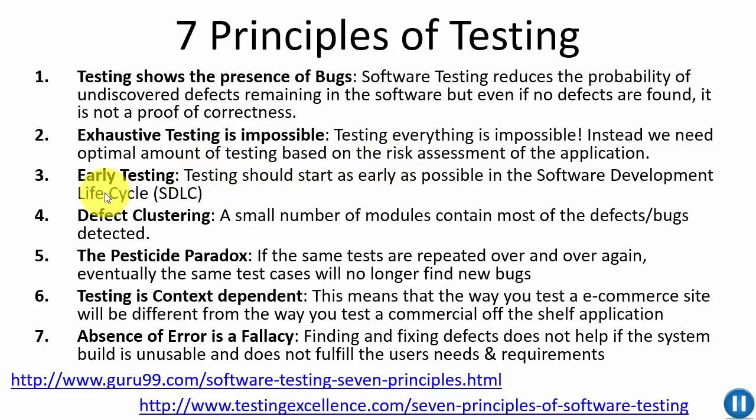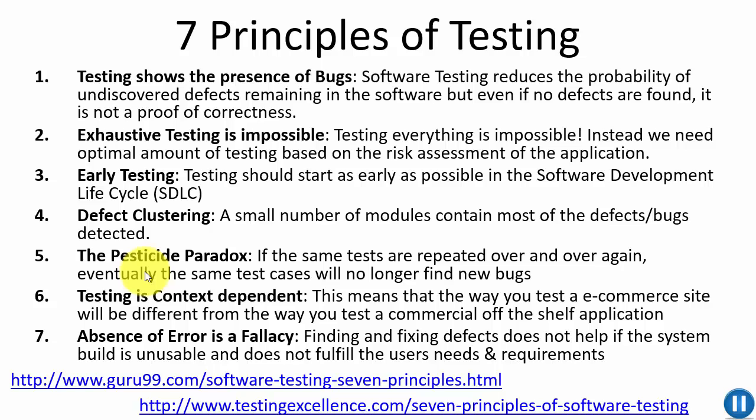Number 3, early testing. So testing should start as early as possible in the software development lifecycle. And so typically you also start creating tests before you start developing code, so-called unit testing. Number 4, defect clustering. So a small number of modules contain most of the defects or bugs detected. So then it's obviously important to focus on these modules when you're looking for bugs.